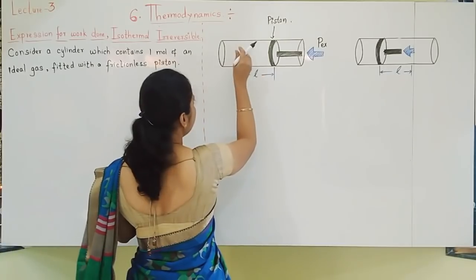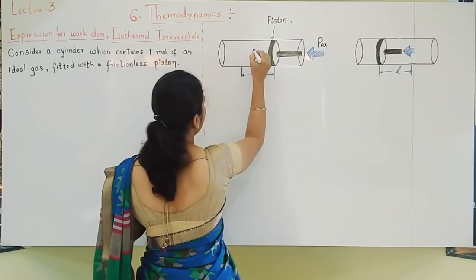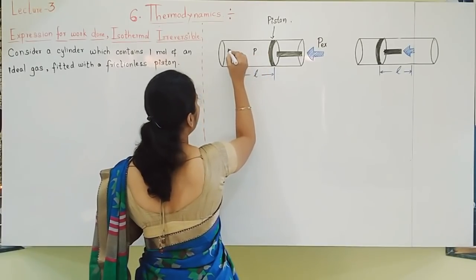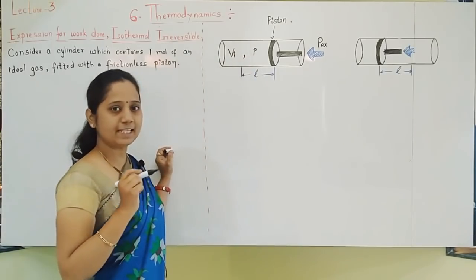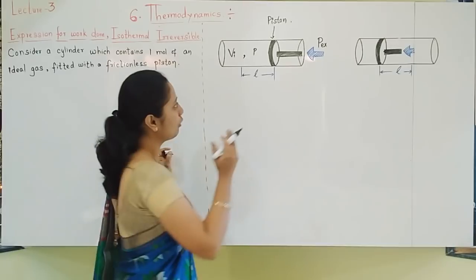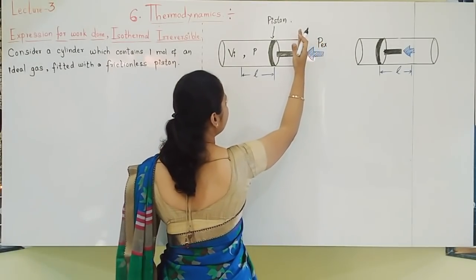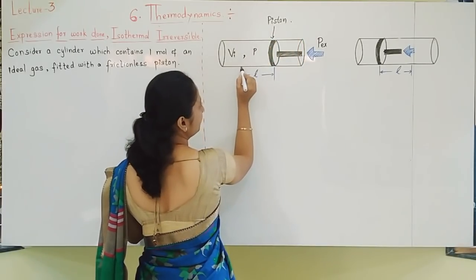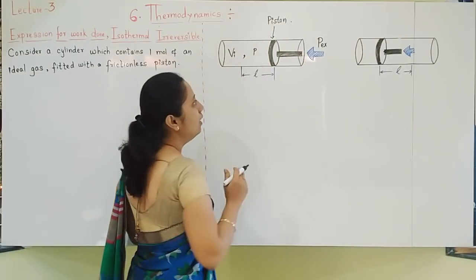Okay, inside this cylinder there is pressure. We call this pressure P, and the initial volume I will say as VI. VI is the initial volume. Then we'll apply external pressure and this piston will move inside till this length. I have shown the length here. This much length it will move.